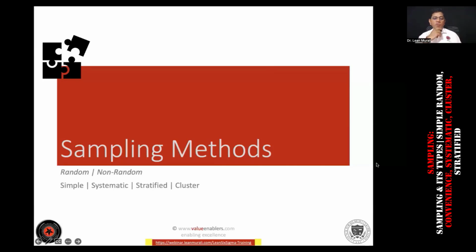We'll go into the depth of random sampling. We will just touch base on non-random sampling; we will not go into the depth of non-random sampling. This is a way to remember: simple, systematic, stratified, and cluster.